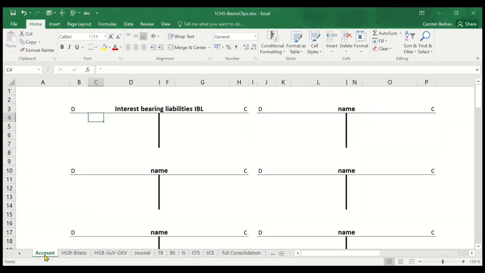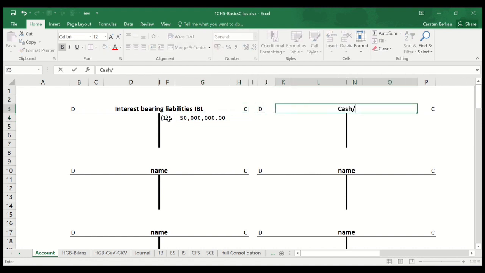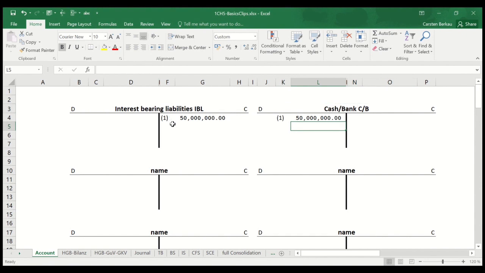The recording of the bond is in an account, interest-bearing liabilities. We make a credit entry in the interest-bearing liabilities to the extent of 50 million. The debit entry is recorded in cash bank. This bookkeeping entry is to be recorded at the time of the bond issue.